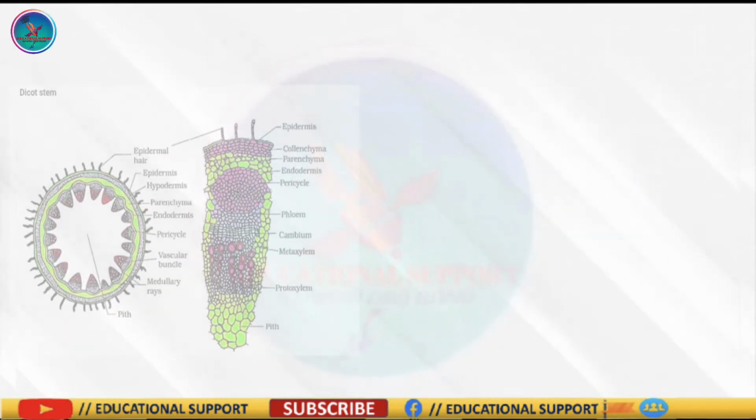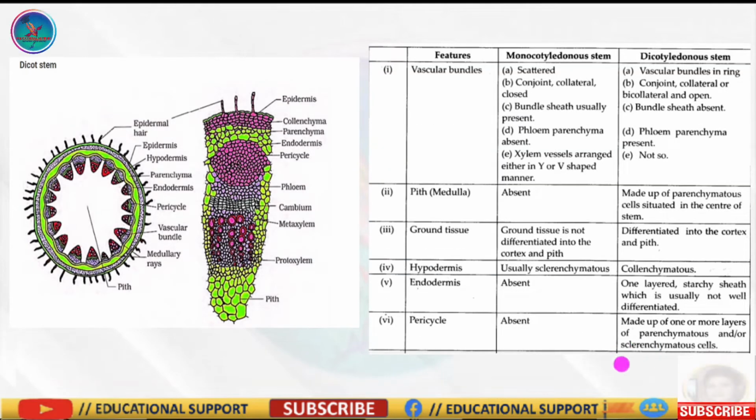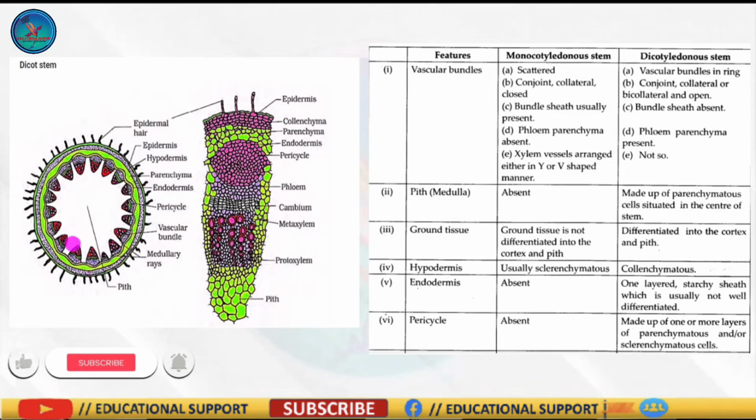But in dicot stem, vascular bundles form a ring, conjoined, collateral and open, bundle sheath is absent and phloem parenchyma is absent. And in dicot stem, pericycle is made up of one or more layers of parenchymatous or sclerenchymatous cells. And in dicot stem, pith is made up of parenchymatous cells which is situated in the center of the stem. You can see in this picture clearly.